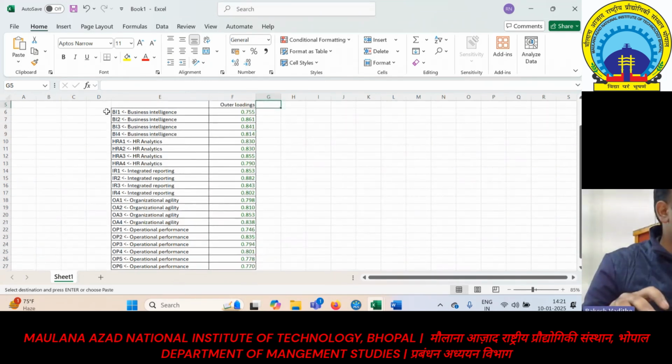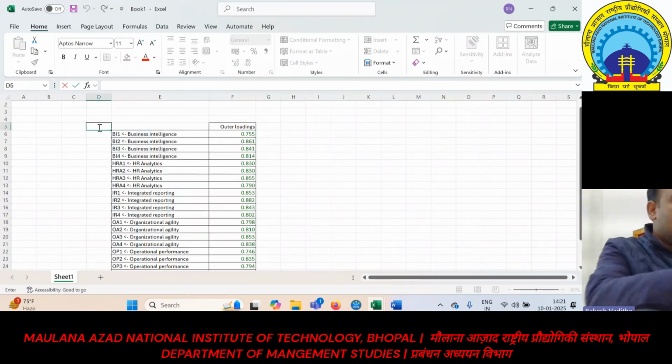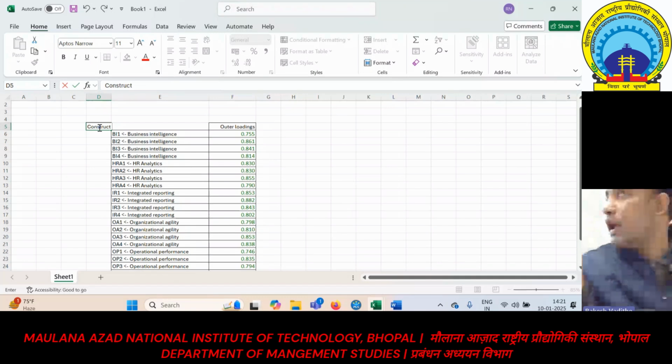In Excel, I have made like this. Here, I am typing construct. I have made a separate Excel for this one. One Excel sheet I have made for tables.